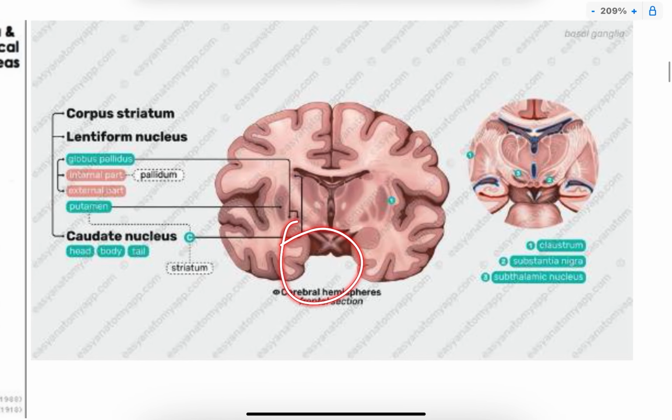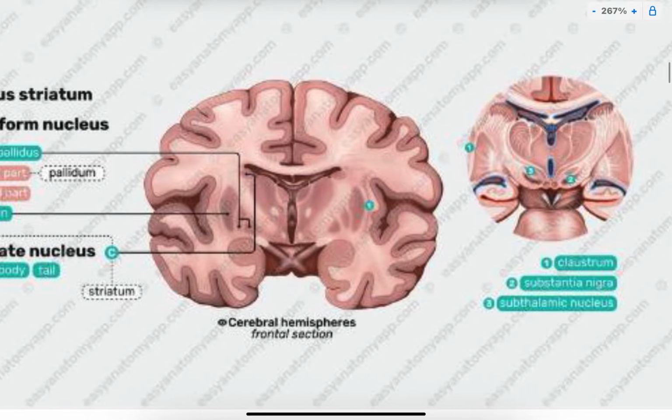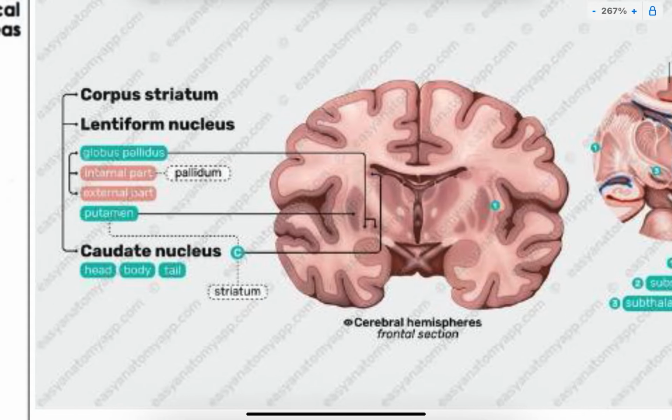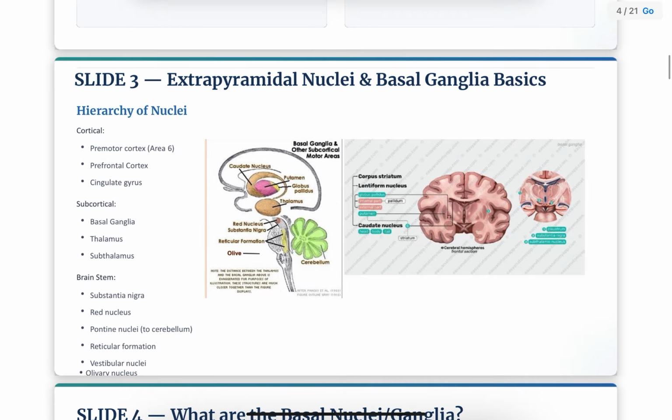Here in this picture, what can we see? We can see the globus pallidus, the internal part and the external part. We can see the putamen, and we can see the caudate nucleus, the head, body, and tail. And we actually have two definitions, the corpus striatum and the lentiform nucleus. And again, we're going to see that later on. So we're taking it step by step.